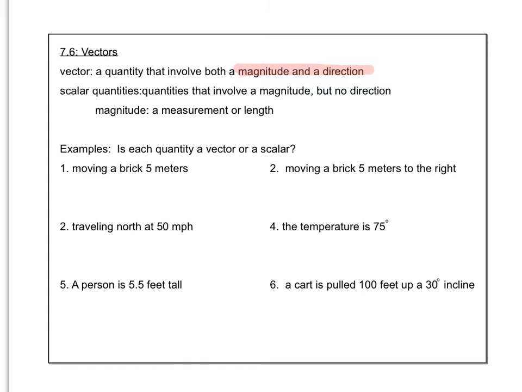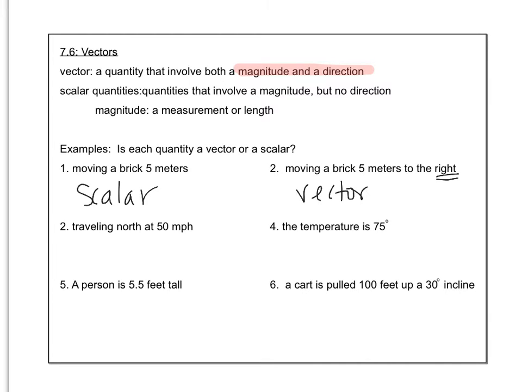So the first thing we're going to do real quick is just walk through what is the difference between a vector and a scalar. If you look at number 1, it says moving a brick 5 meters. It gives you the magnitude, but it is not giving you a direction, so this is just a scalar measurement. Looking at number 2, it says you're moving a brick 5 meters to the right. This time it does have a direction, so this is considered a vector measurement.